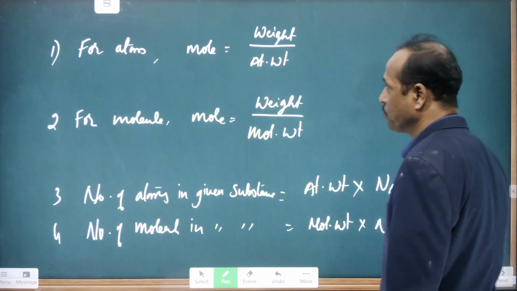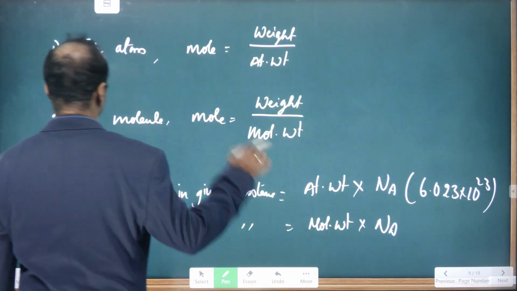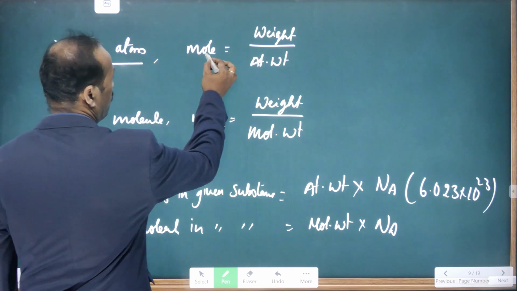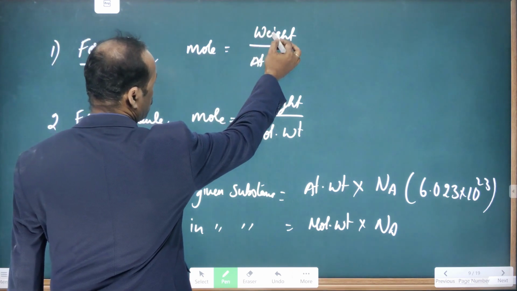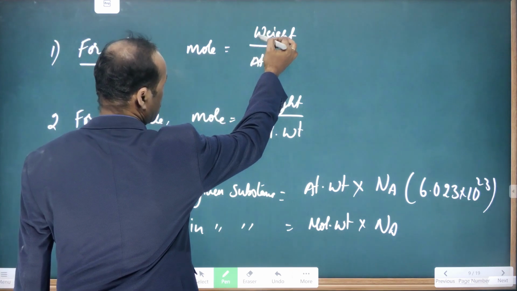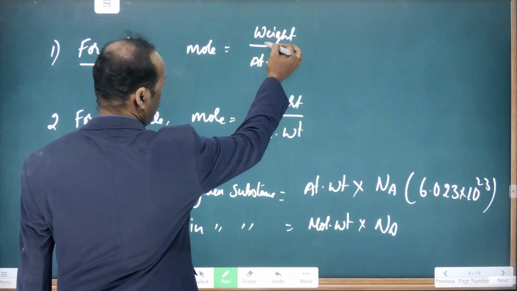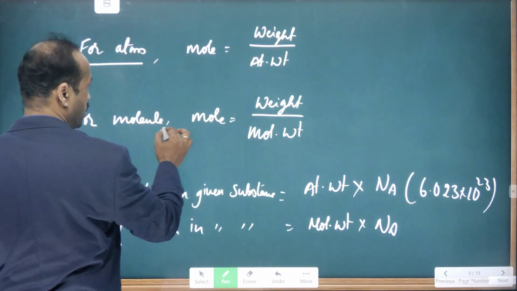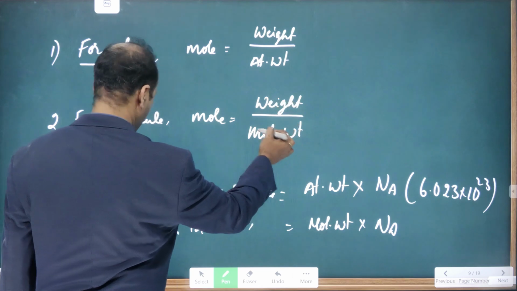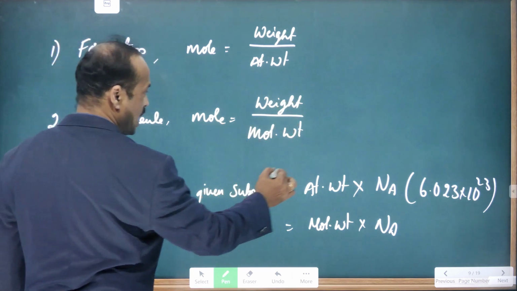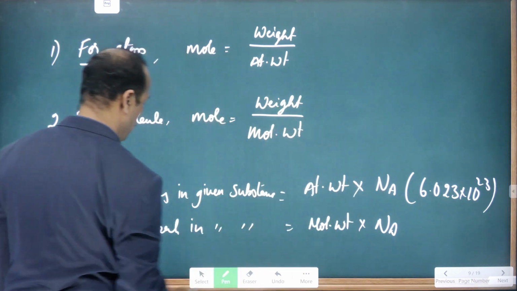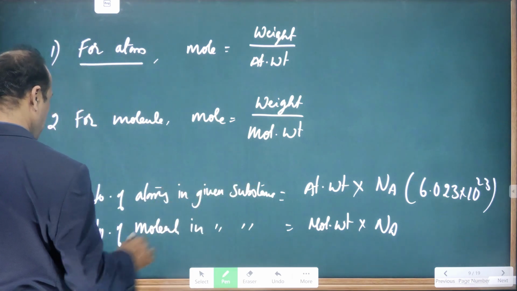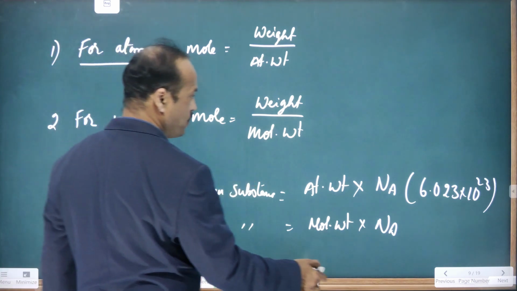Now let's see some important formulas here. For atoms, if you want to calculate the mole, you have to divide the given weight by atomic weight. For molecules, given weight by molecular weight. For number of atoms, moles into Avogadro's number, that's 6.023 into 10 to the power of 23.